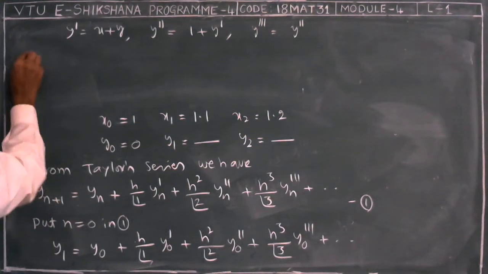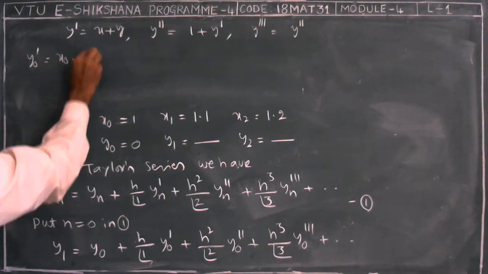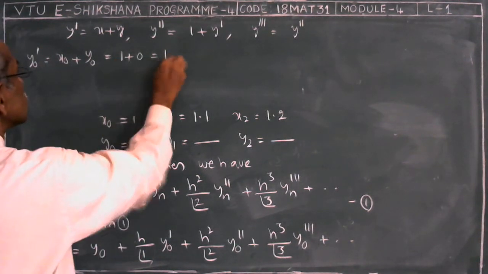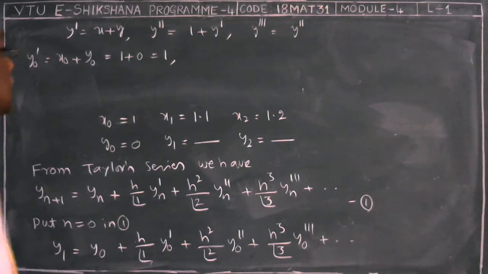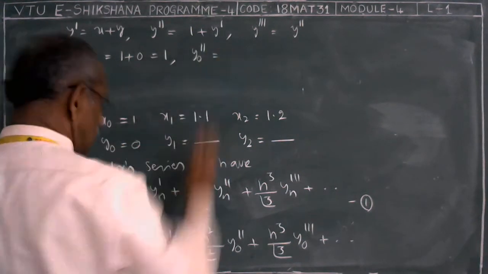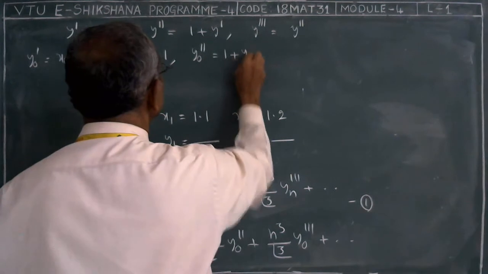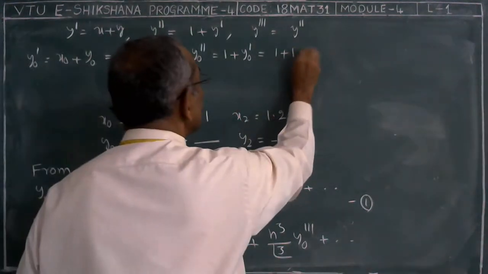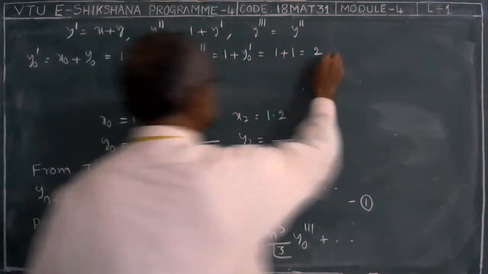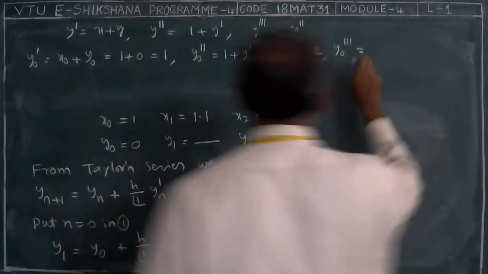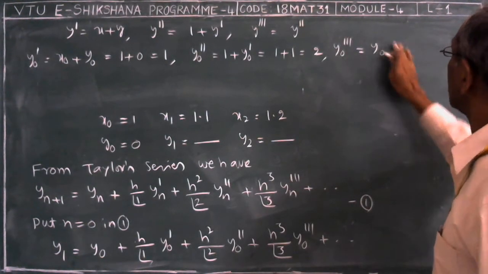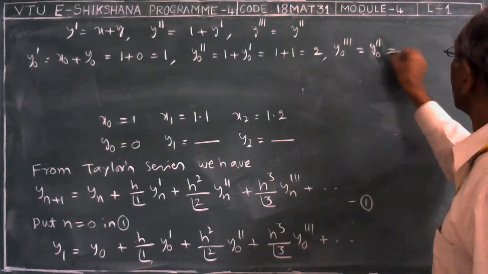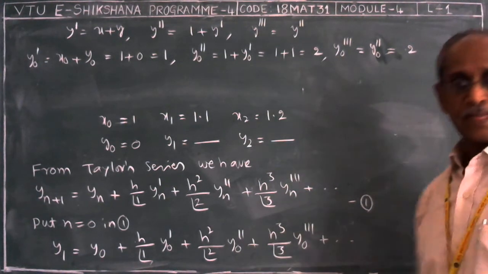Now, I need to calculate. So y naught dash is x naught plus y naught. What is x naught? So I need this. Y naught is 0, so this is equal to 1 and 1 should be substituted here. Then y naught double dash is 1 plus y naught dash. y naught dash is 1, so 1 plus 1 is 2. Then y naught triple dash is just y naught double dash, which is 2.